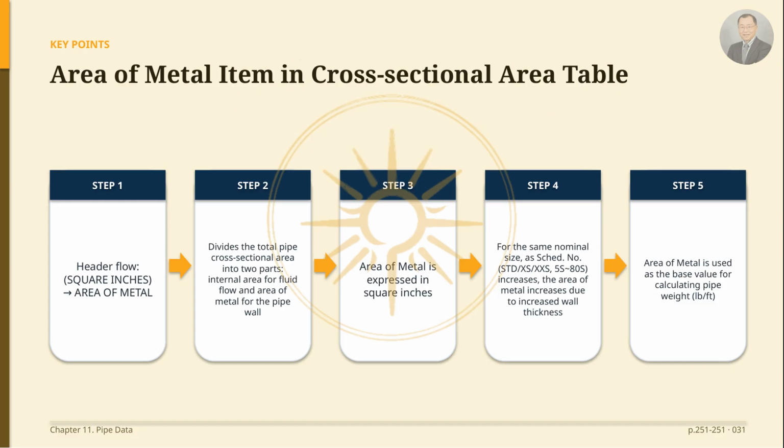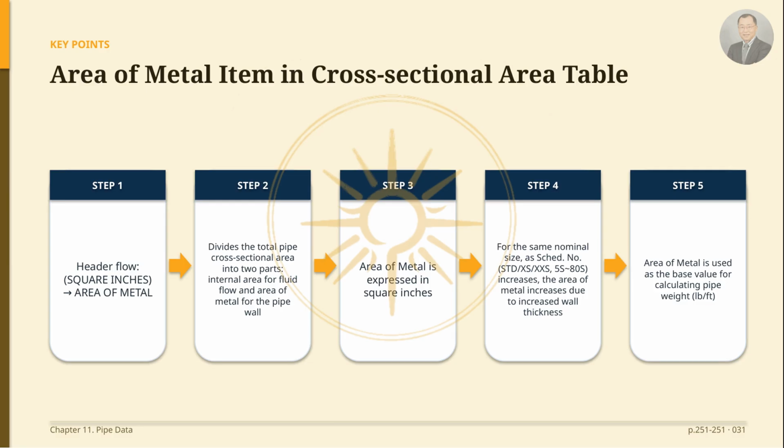In the table, this area of metal is written in square inches. For the same nominal diameter, as the schedule number increases from STD to XS and XXS, or from 5S to 40S and 80S, the wall thickness increases and the area of metal increases accordingly. Please remember that this area of metal is the basis for calculating the pipe weight per unit length in pounds per foot.